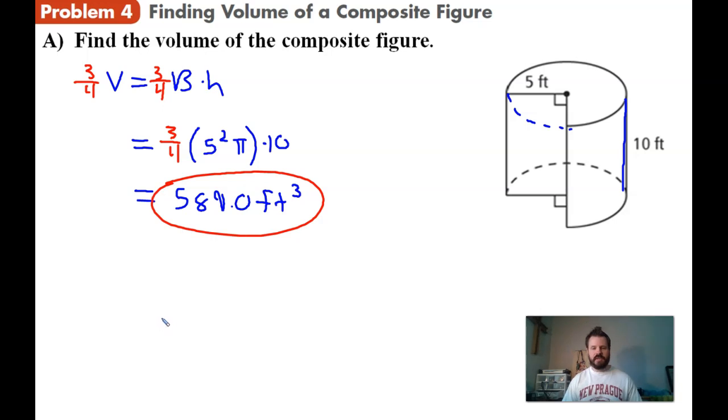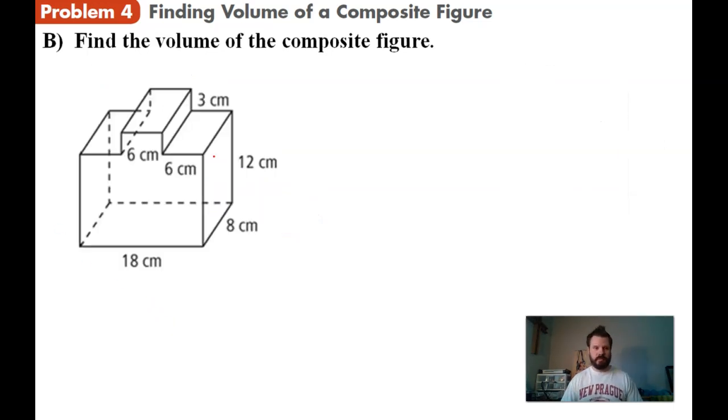All right, so that's one way we can make adjustments to our simple formulas just by dividing a chunk out if we know there's a fraction of it we're missing. Part B, we've got another composite figure we want to find the volume for. And this one's a little simpler. It looks like this one's just 2 prisms stacked on top of each other.